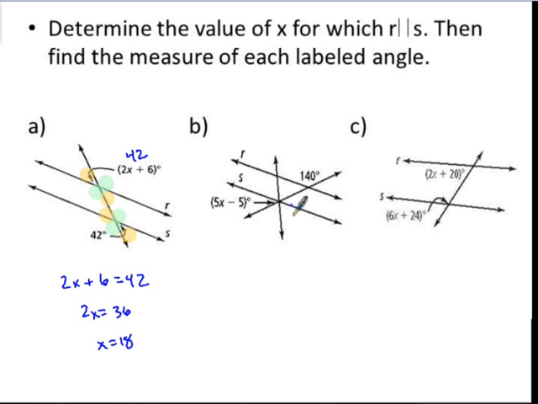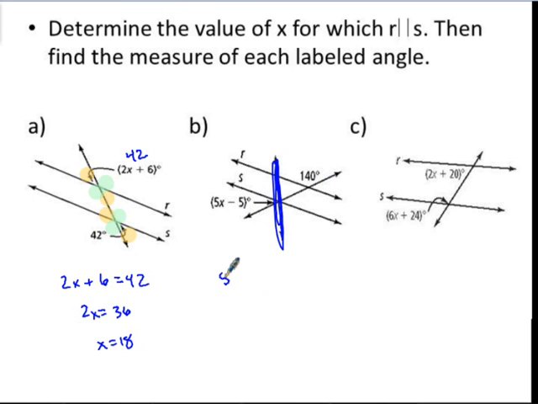What about part B? For r and s to be parallel, we need, this is 140, right? So which makes this 40. This line right here is just here to distract you. Let's pay no attention. We need this angle and this angle to be the same. Or you could say these are same side exteriors, and same side exterior angles are supplementary.